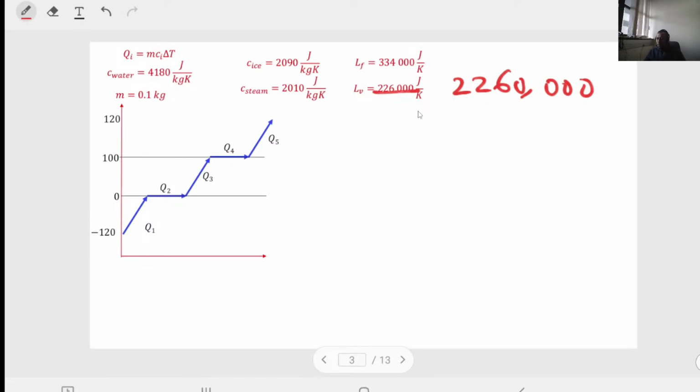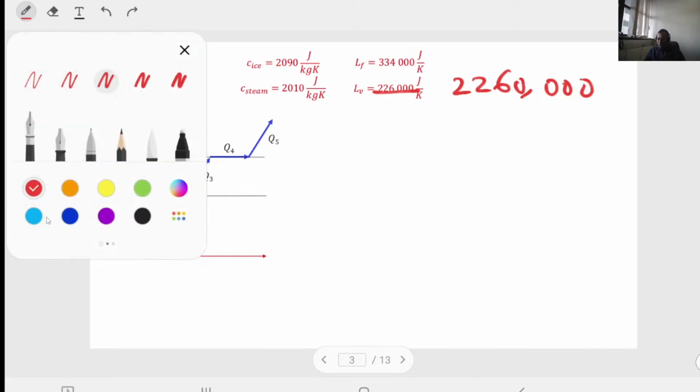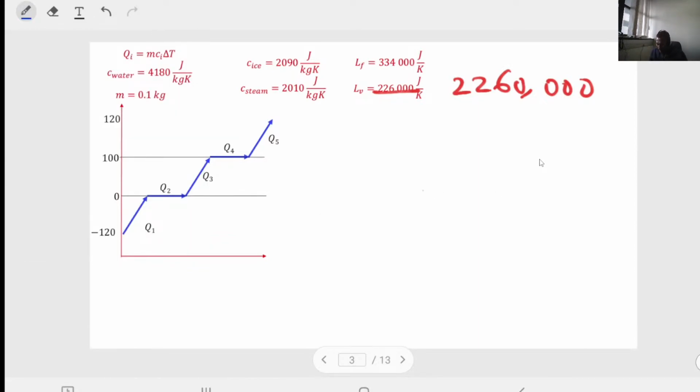Therefore, if you follow this diagram, Q1 is mc delta T. I'm going to change the pen. Hopefully, I'm expecting you guys have learned it through this one. Heat is mc delta T.